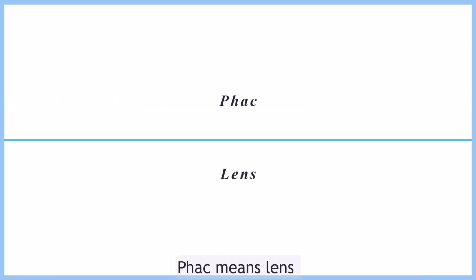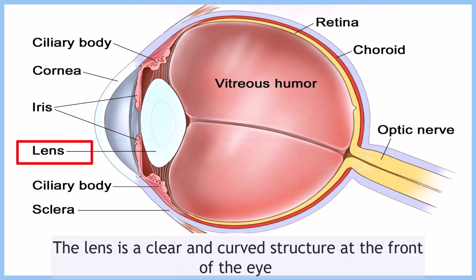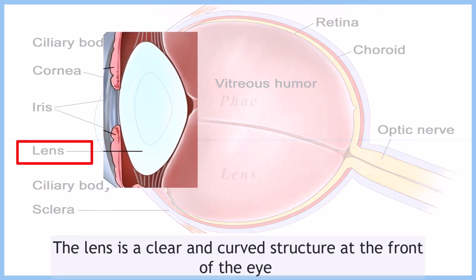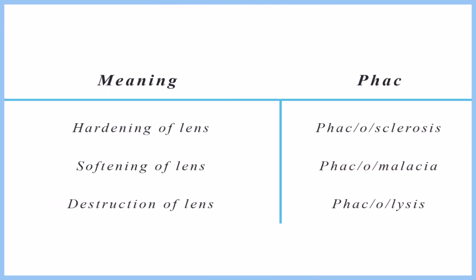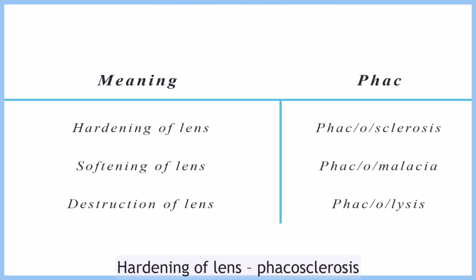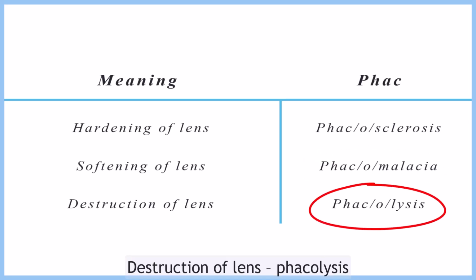Phac means lens. The lens is a clear and curved structure at the front of the eye, right behind the pupil. Hardening of lens, phacosclerosis. Softening of lens, phacomalacia. Destruction of lens, phacolysis.